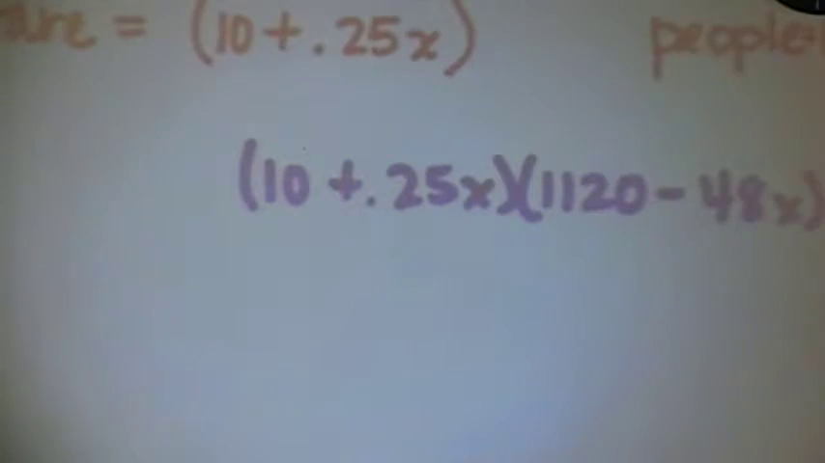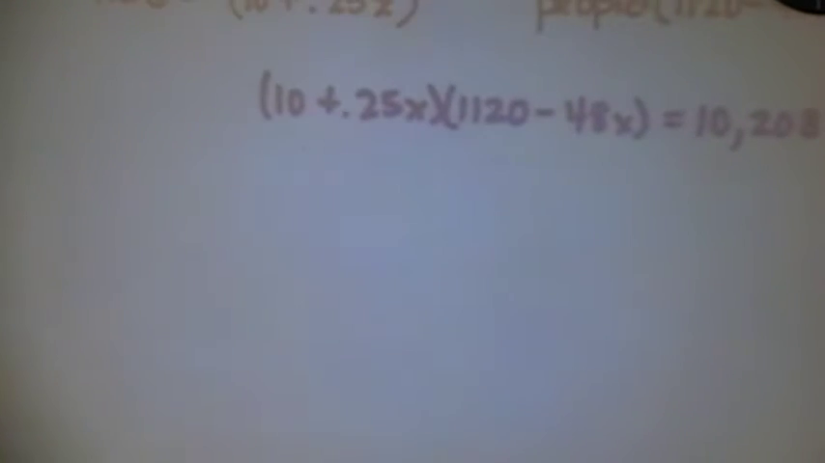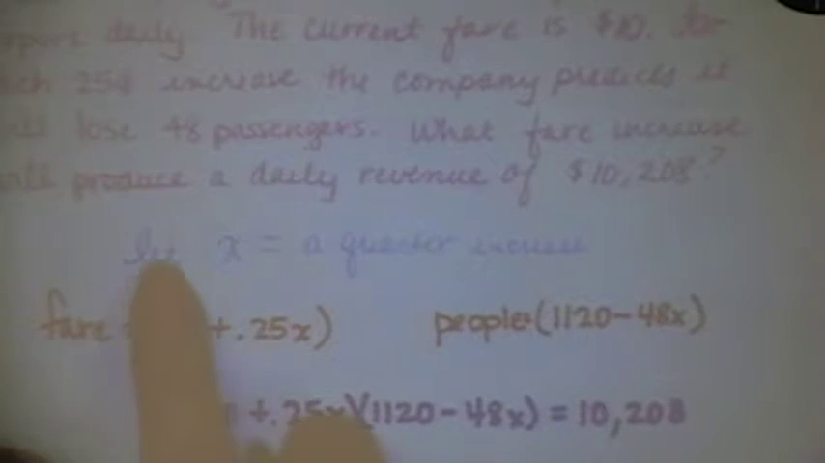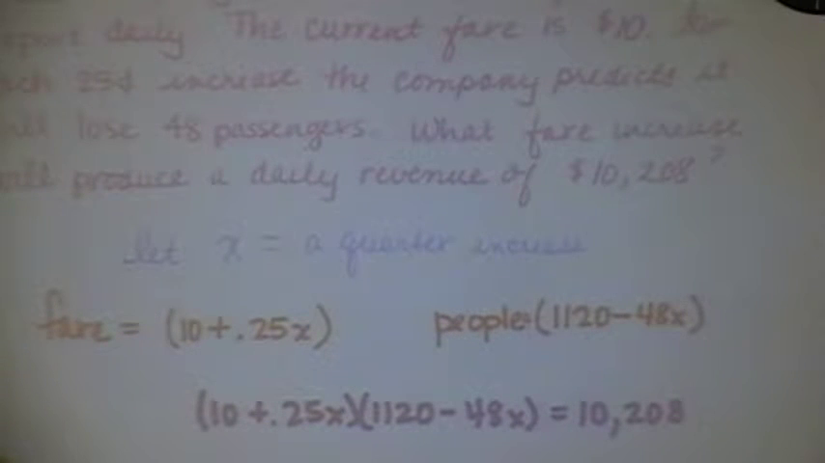Great. Okay, now you have to be careful and recognize what the question asked us. Let's go back and just look at where the question was worded. What fare increase will... Okay, so the answer was 4, but the question asked what fare increase. Well, remember what your x value represents. That's why we do a let statement. My let statement says a quarter increase. So your answer's not actually 4. So it's 4 times 2.5, which should be $1. So your fare increase is actually $1.